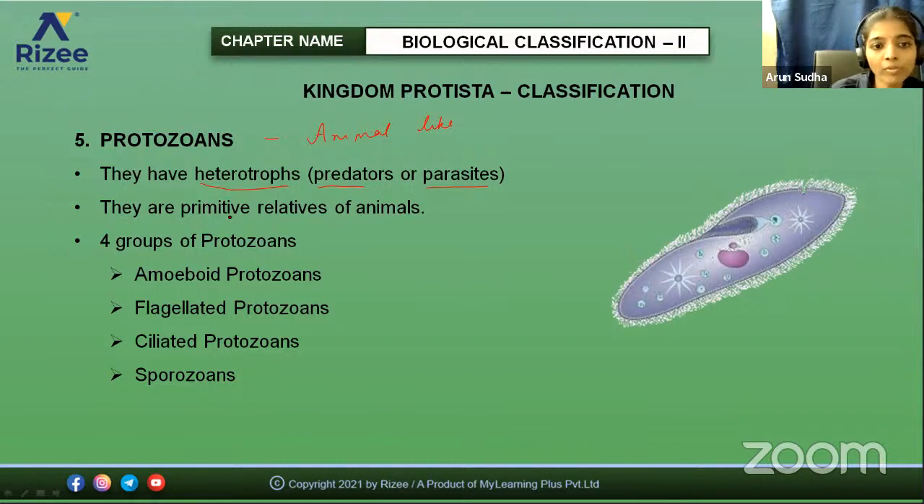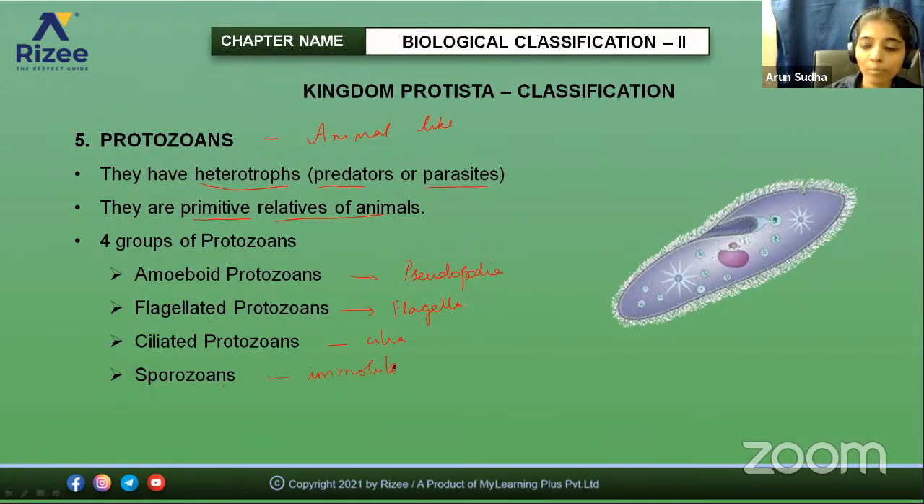They are the primitive relatives of animals. They are the primitive forms. There are 4 groups of protozoans: amoeboid protozoan, flagellated protozoan, ciliated protozoan, and sporozoan. By the name itself, we can say on what basis we are classifying them. Amoeboid means they have amoeboid movement. What helps in movement in the case of amoeba? The pseudopodia. On the basis of locomotion, the flagellated ones have flagella, the ciliated protozoans have cilia, but the sporozoans are immobile and don't have any locomotor organs. So based on the presence of locomotor organs, protozoans are classified into different categories.